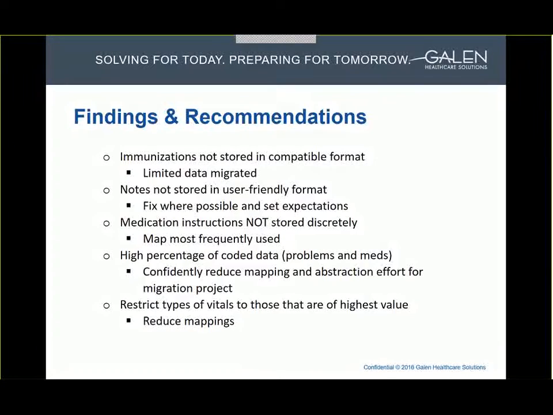In the last example, we identified many types of vitals being recorded in one of the legacy systems, many of which did not contribute to the continuity of patient care. We recommended removing those from scope, which resulted in less effort for the mapping process, less effort for testing, and less effort for validation. It also meant that there would be less configuration or build required in the target EHR.